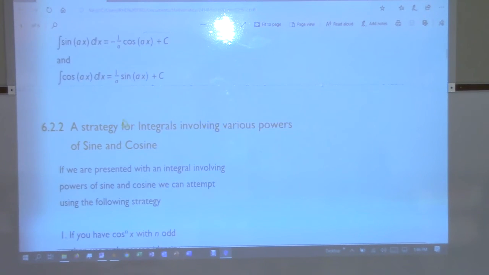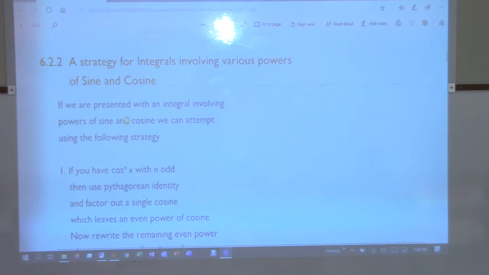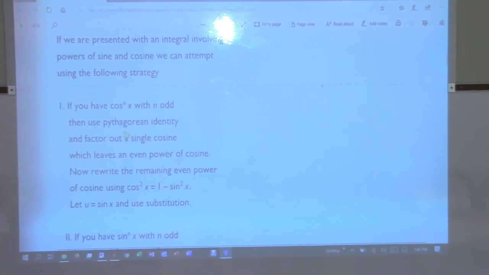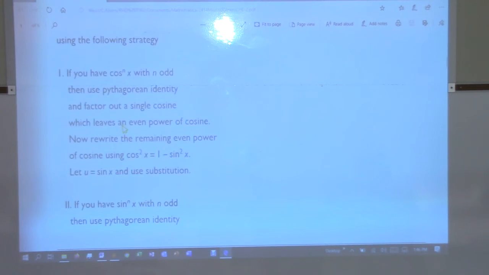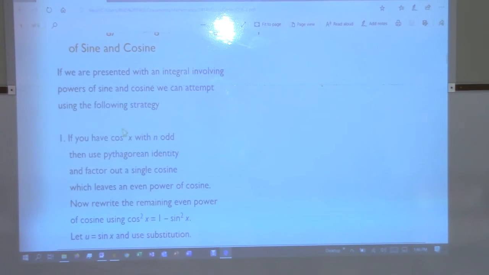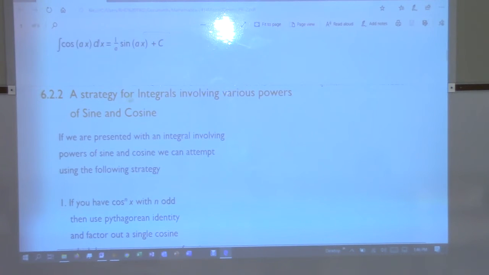After that, there's just a general strategy on how to do these things, and I will explain these to you as we go through some examples. The first problems we're going to look at are just integrals involving sine and cosine. If we see sine and cosine in an integral, here's how we're going to attack them.